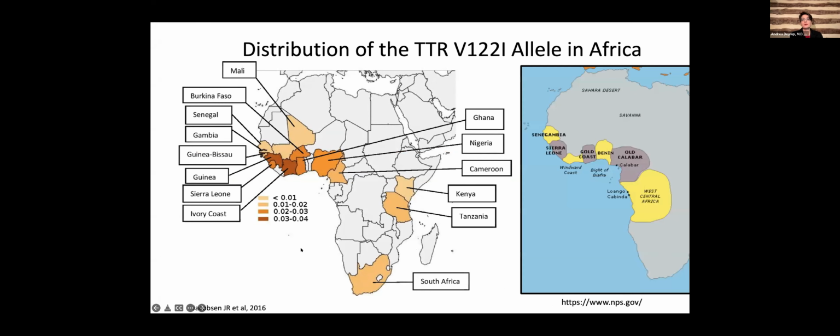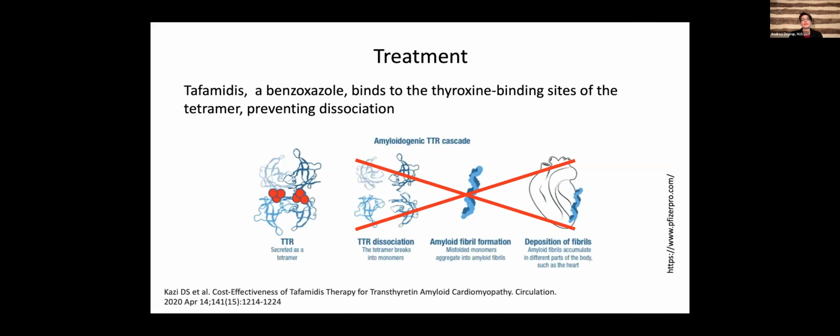And if we put the map of the origin of enslaved peoples here, you can see why we would have a high incidence of this allele in our country. And if this were all we had, it would be an interesting story, and that would be all we would do with it. But it turns out there is a treatment. There's a drug that will bind to the thyroxine binding site and prevent dissociation. So it does not cure the disease, it does not roll it back, but it slows progression.